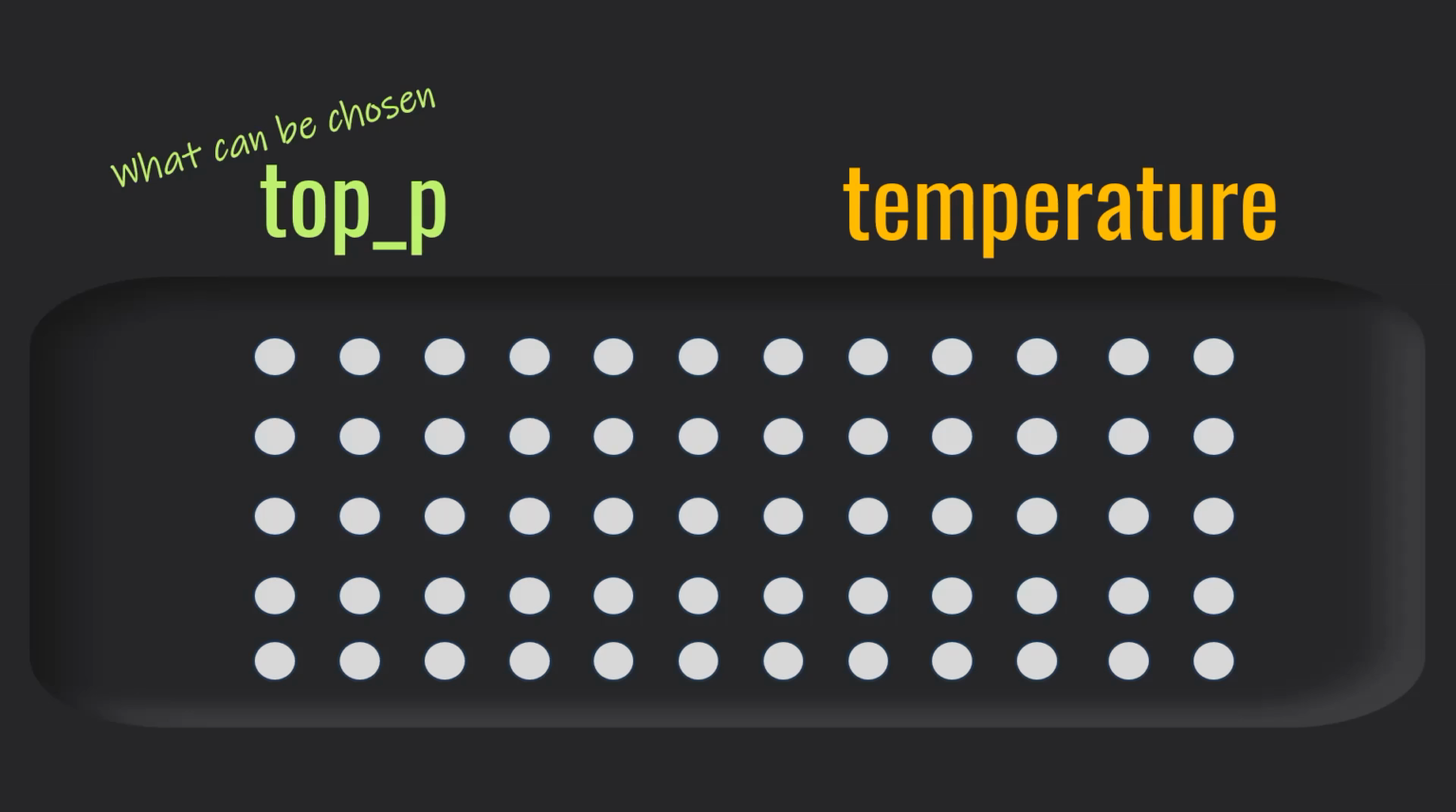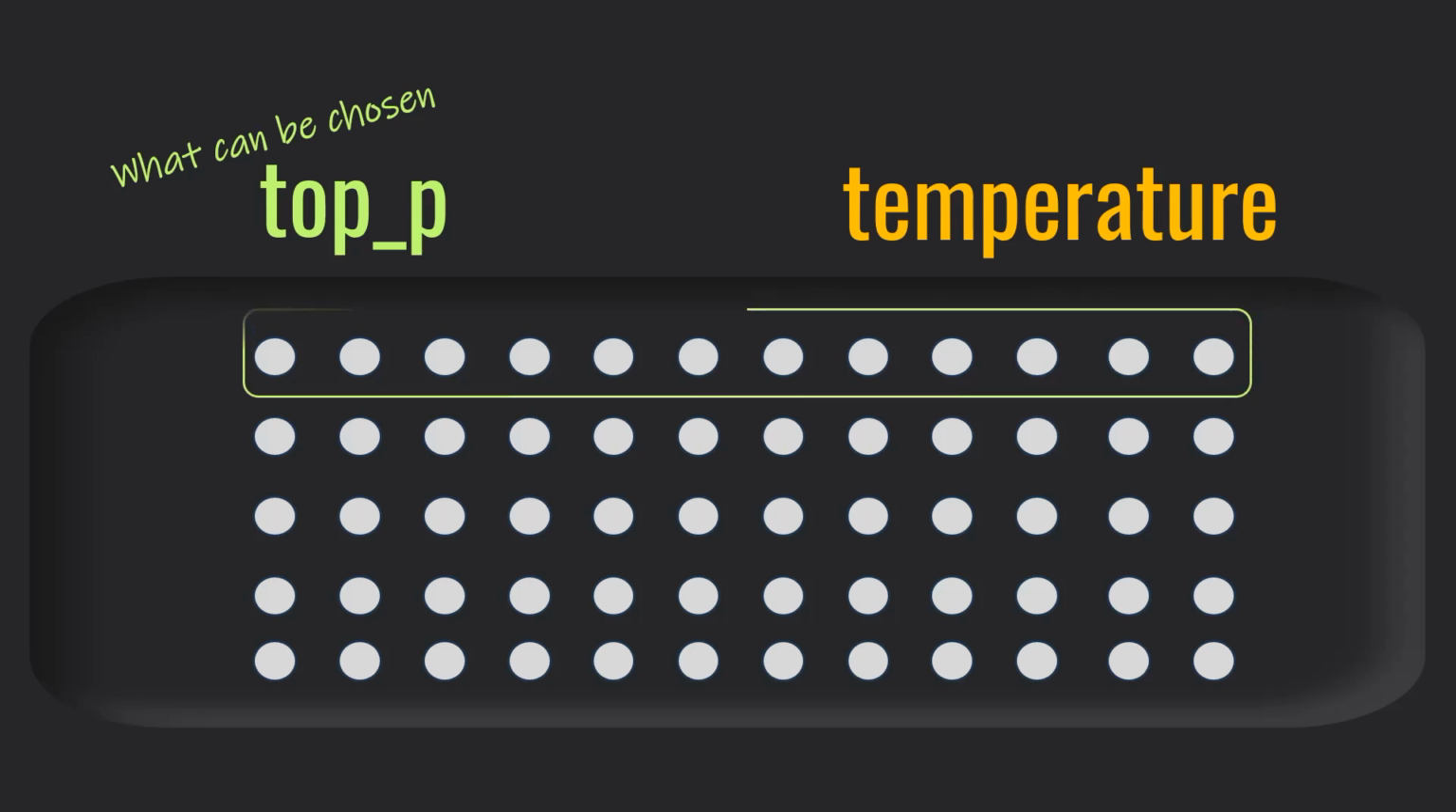Top P is about what can be chosen. Think of the green box as a filter. The model sorts tokens by probability, then keeps only the smallest set whose total probability adds up to top P. Everything outside the box is ignored. Therefore, it is the pool size of selectable tokens.